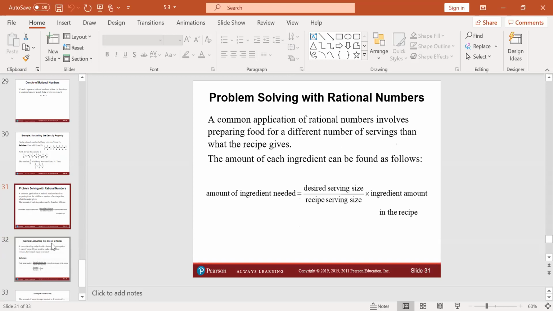Okay, so a common application of rational numbers or fractions involves preparing food for a different number of servings than what the recipe gives. So if you've ever baked something and it said, oh, well, this is for 3 people and you want to make it for 5 people.